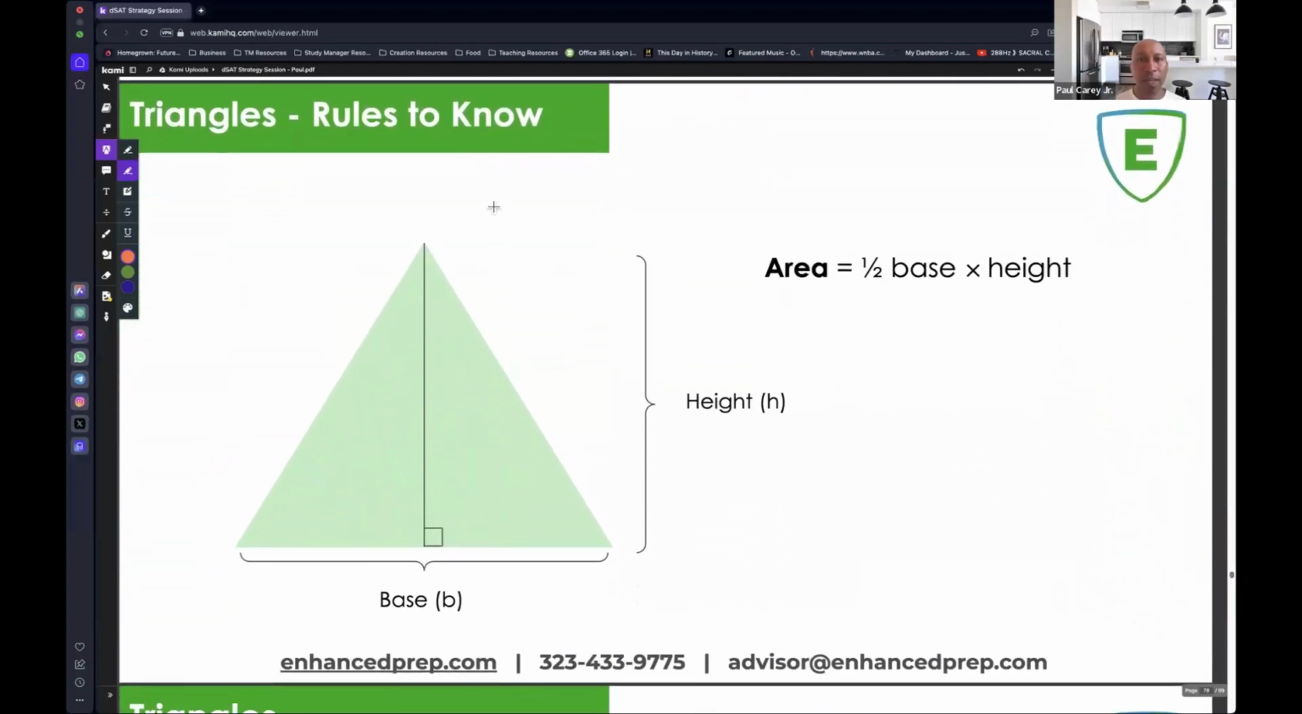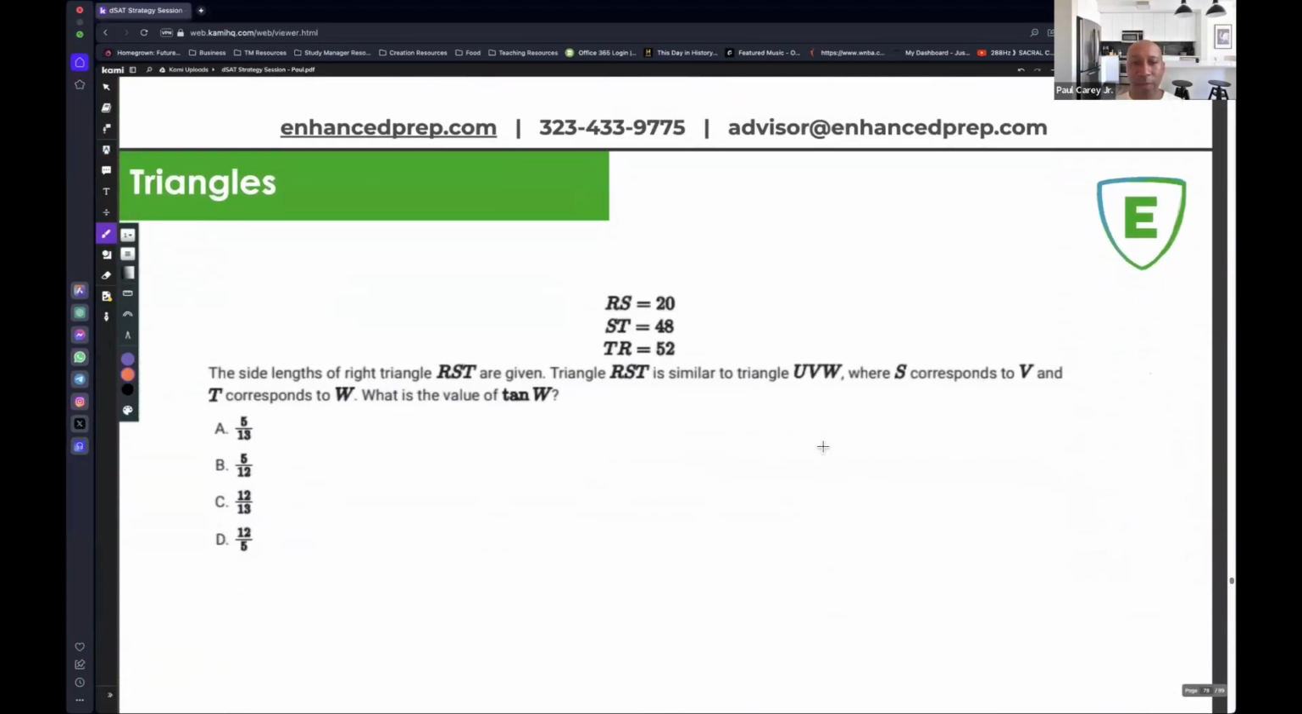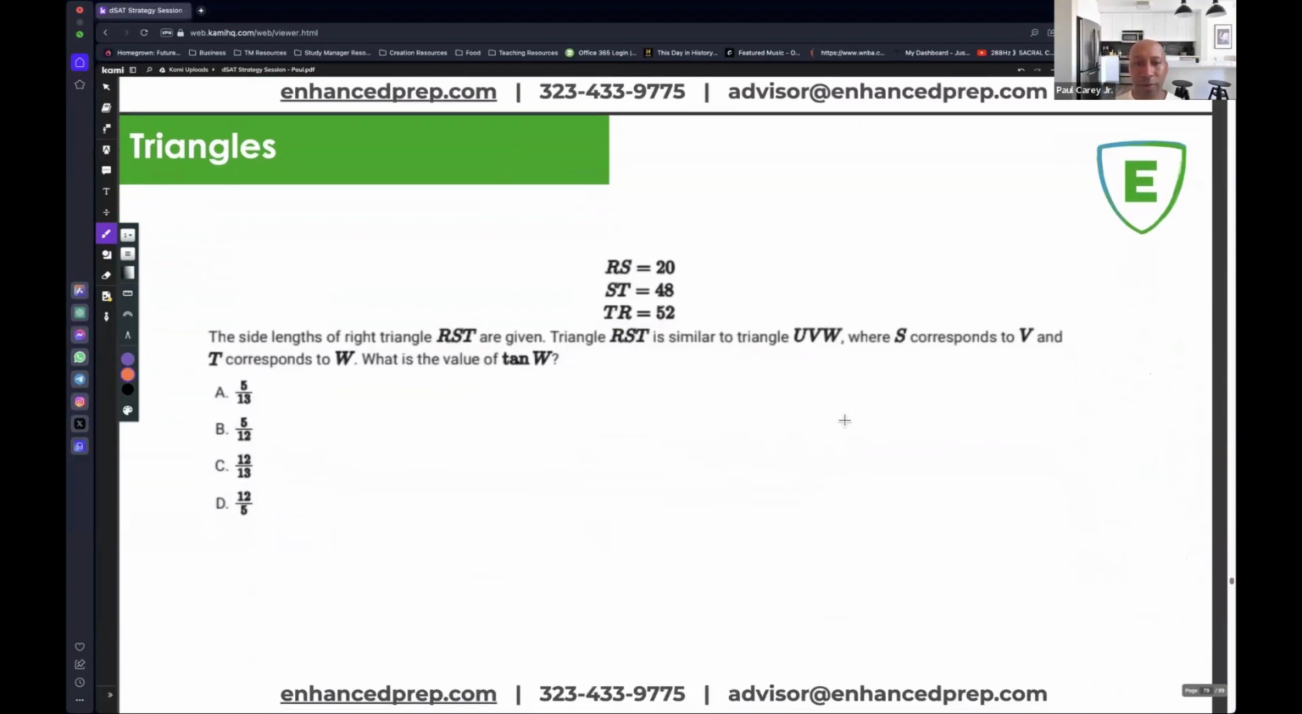Okay. So triangles, just rules to know. Area is going to be equal to 1/2 base times height. So whenever you get a triangle problem, you always want to write that out. Area is equal to 1/2 base times height. This one's a triangle, similar triangle type of problem.